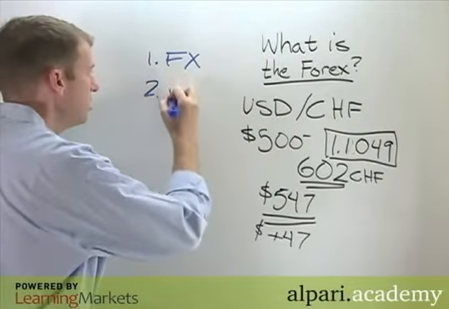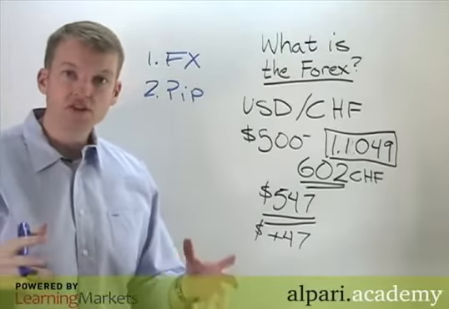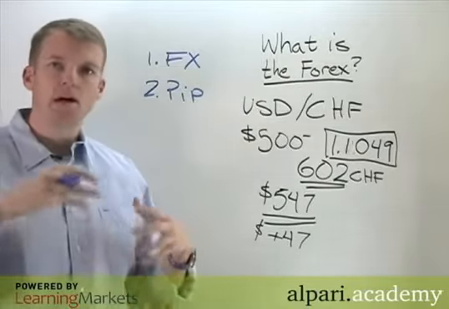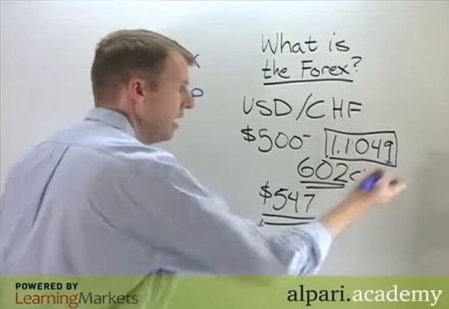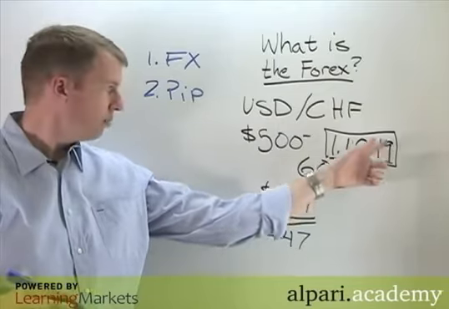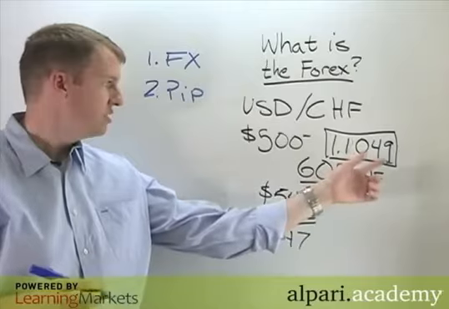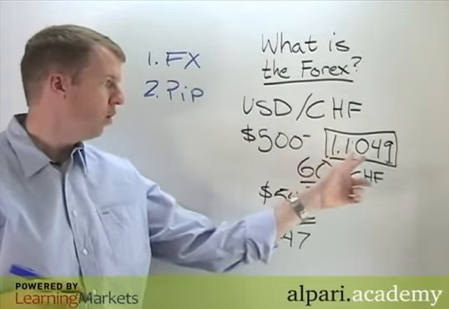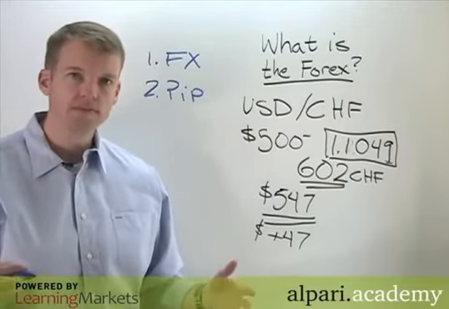Number two is you need to understand what a pip is. So in the foreign exchange, we always talk about, well, are you up or down pips, and how much is a pip worth? What are fractional pips, etc. This is a pip. When an exchange rate changes just by one point over here in the fourth decimal place, that's a pip. That's how much that changed. So if this went from 1.1049 to 1.1050, it has improved by 1 pip. So that's one of the things we have to keep in mind.